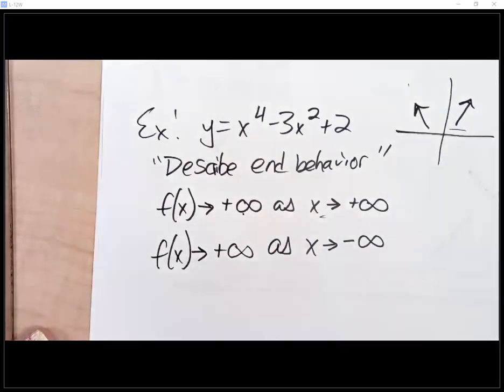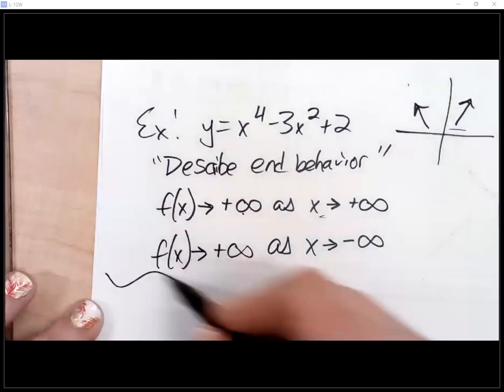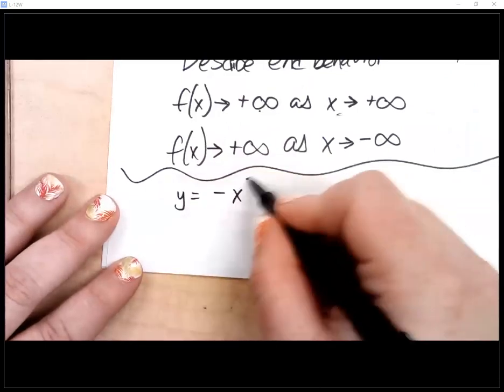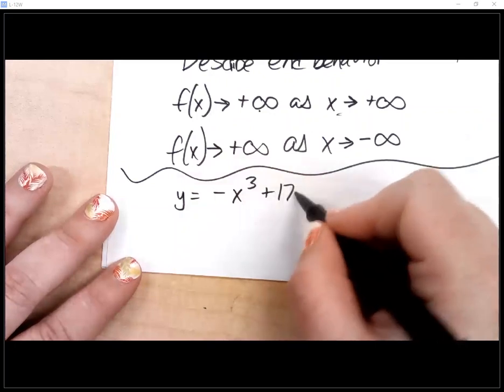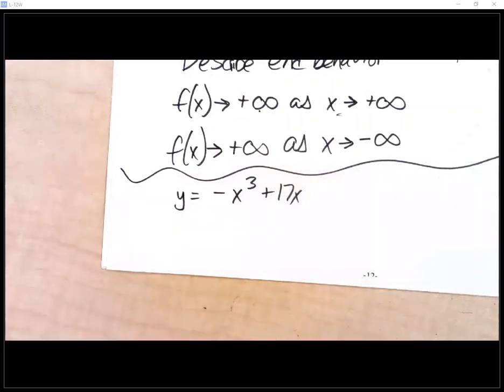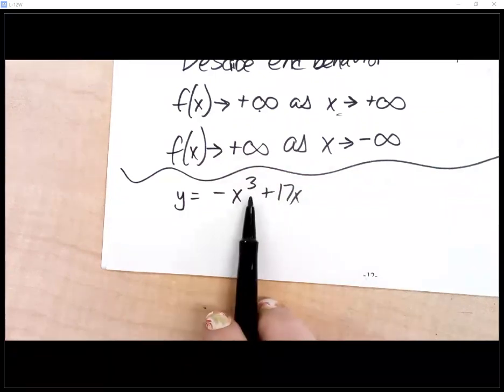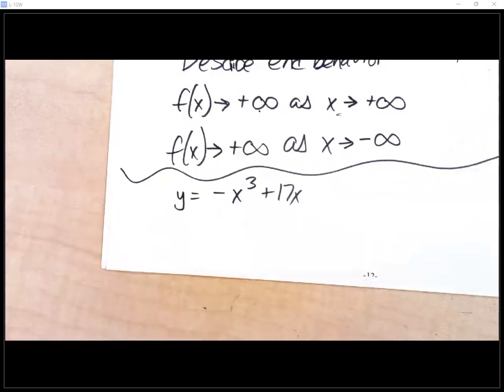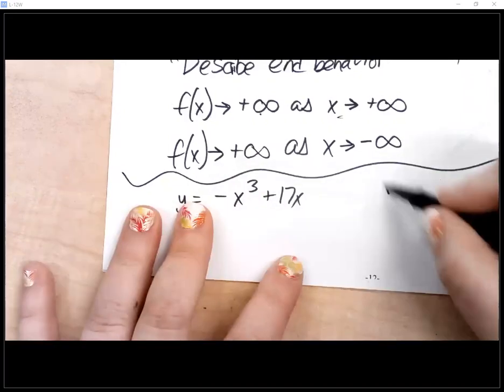So what would it look like for something else? Say you had y equals negative x to the third plus 17x, something like that. First, show me with your hands what this thing does. First of all, odd exponent, so one's up and one's down, right? If it were positive, it would be doing this. Since it's negative, it's going to switch to this way. So this side's going up while this side's going down.